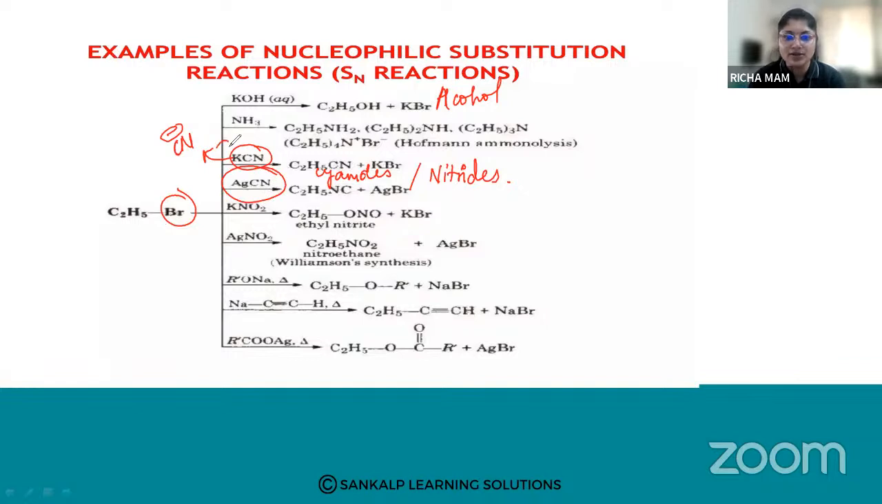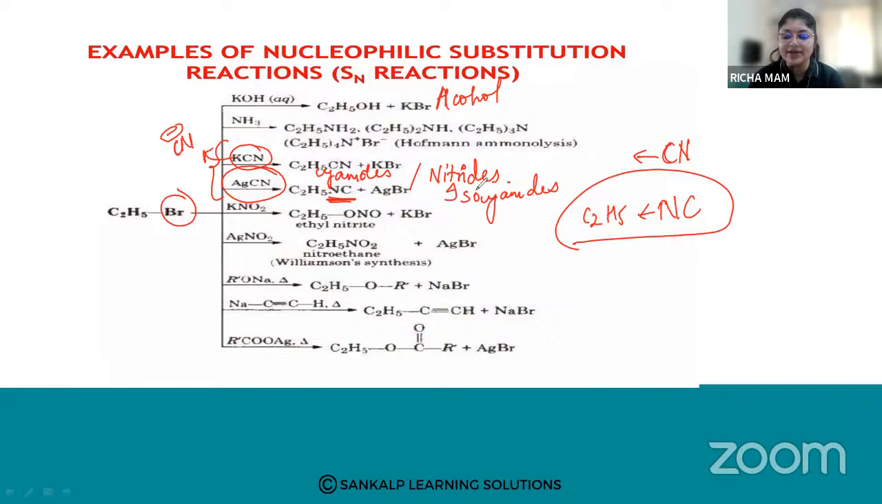Then the next is if we are using AgCN. Important, here we are going to see the difference. If we are using AgCN, the product obtained will be an isocyanide. Isocyanide means what? In cyanides, the attacking carbon gets attached to the substrate. Now in isocyanide, between the nitrogen and carbon, the nitrogen gets attached to the substrate group. So the product formed is an isocyanide, or isonitrile.